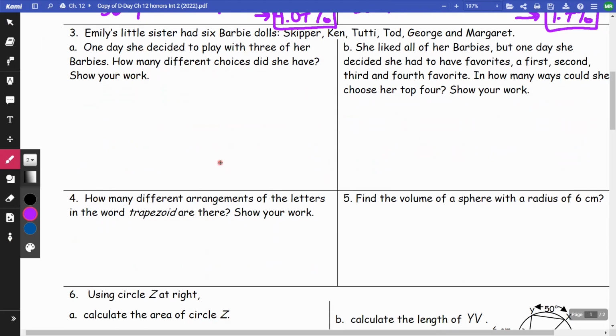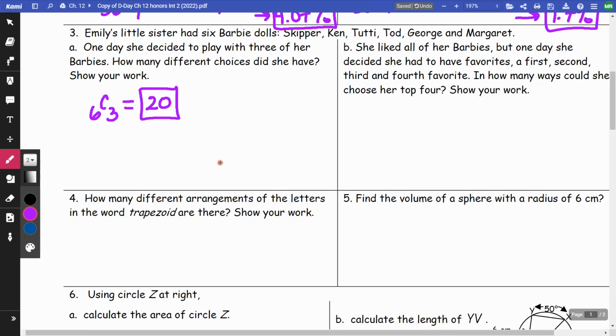Order is not going to matter for this. She's just playing with 3 of them. So that's going to be 6 choose 3. And if I put 6 choose 3 in my calculator, that is going to be 20 for that answer.